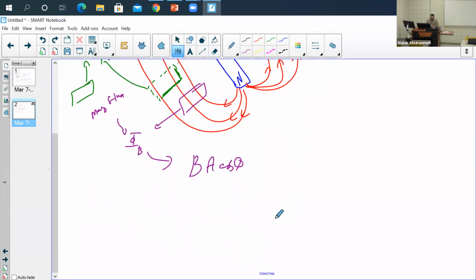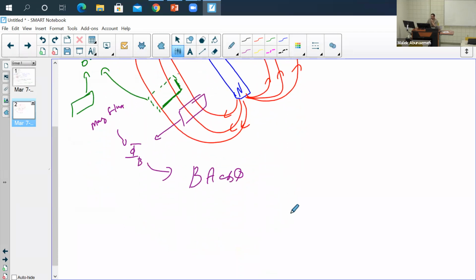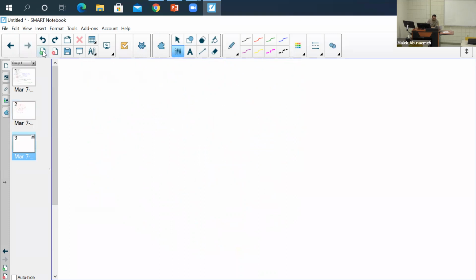Now, current flowing through a wire can induce a current. So let me actually go write this down. Now, current flowing through a wire can induce a current in a loop of wire.